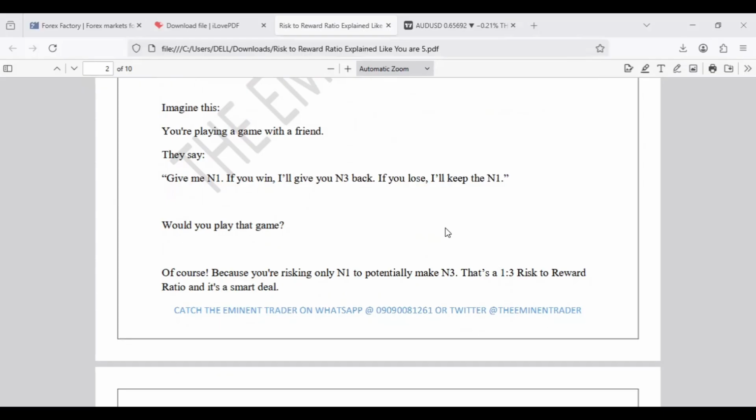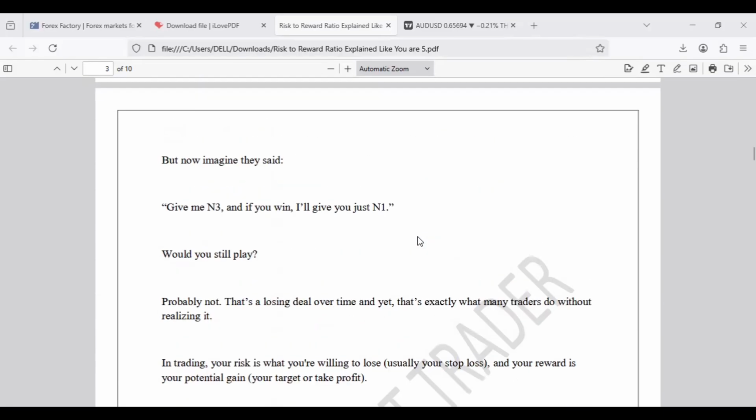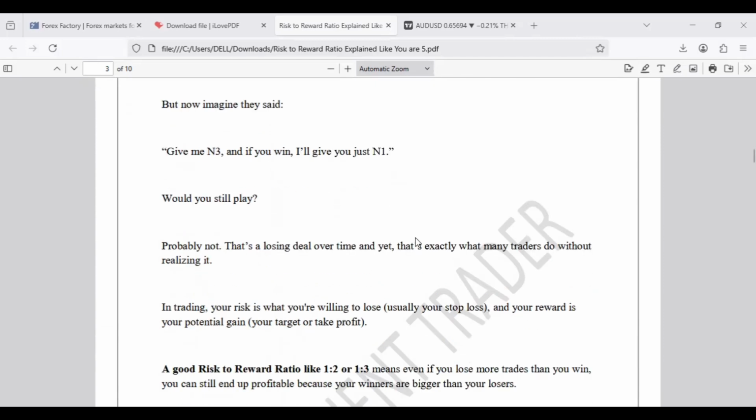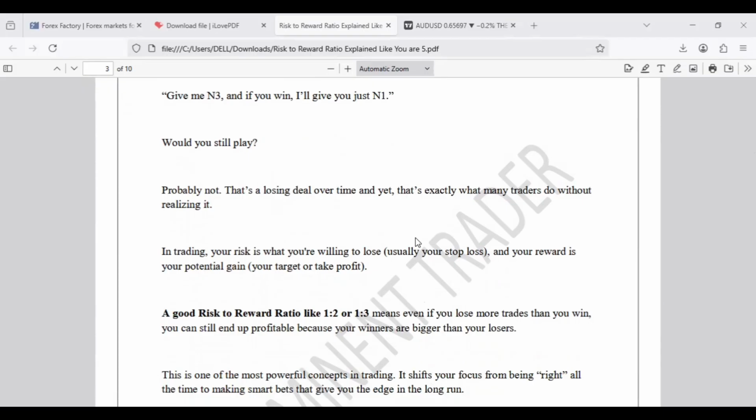Of course, you want to play because you are risking only 1 naira to potentially make 3 naira. And that is what we call a 1 to 3 risk to reward ratio, which is a smart deal. I'm sure you'll have seen it a lot on social media. But now imagine they said you will have to give me 3 naira, but if you win, I'll give you 1 naira. I'm definitely sure you will not play that kind of game because that is a losing deal over time. And yet, that is exactly what a lot of traders have been doing without realizing it.